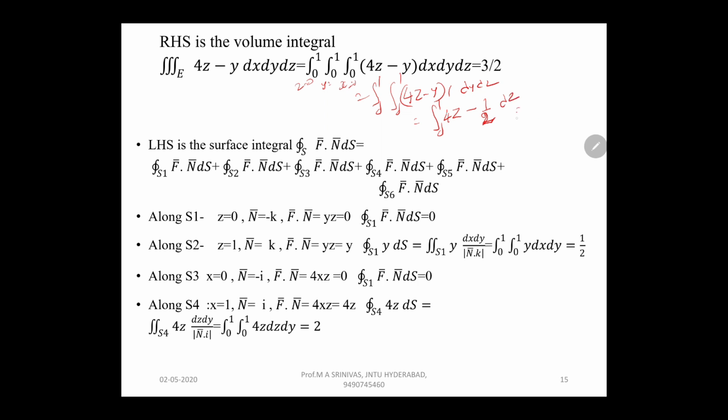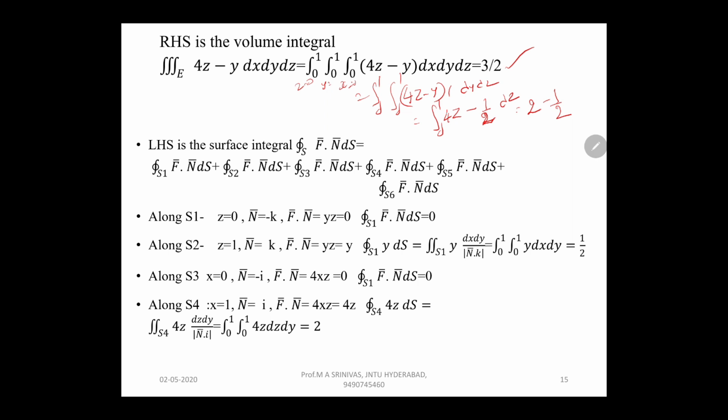Now, what is the integral of 4z? It is 4z square by 2, that is 2z. That is 2 minus 1 by 2, 1 by 2 into z. After substituting the limits, I'll get 2 minus 1 by 2, which is 3 by 2. So the triple integral value, I got 3 by 2.